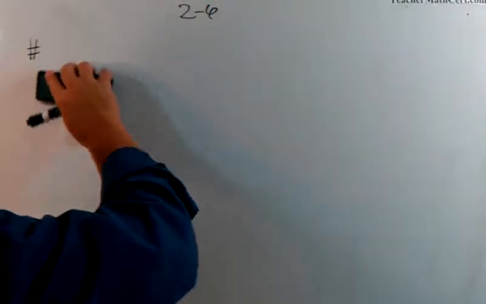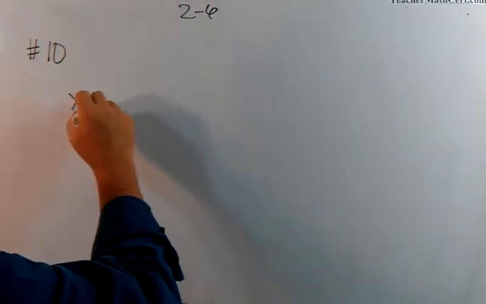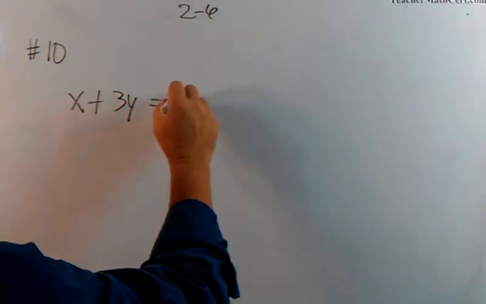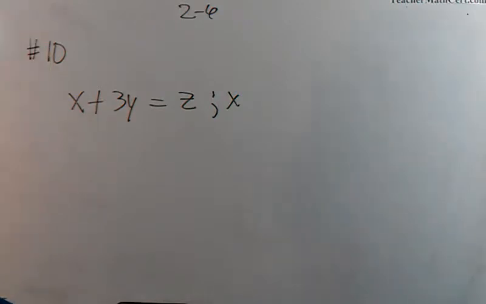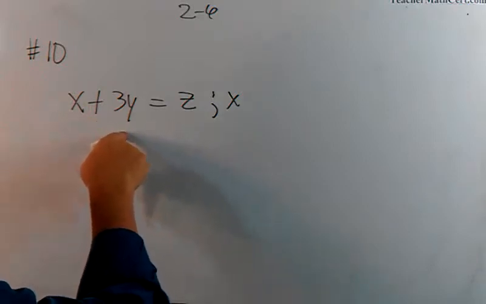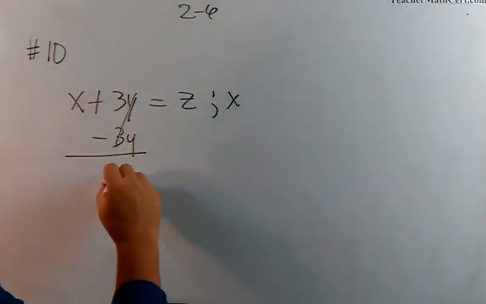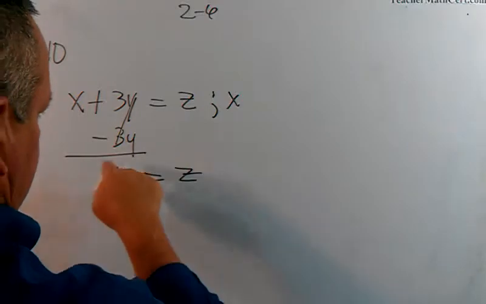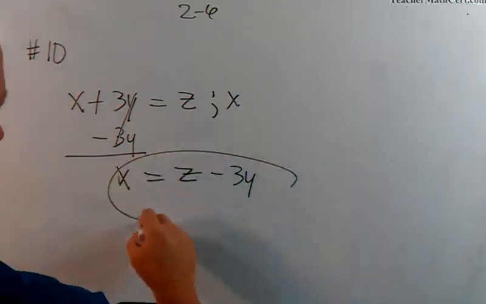Alright, number 10. We've got x plus 3y is equal to z, and they want us to solve for x. Alright, so we've got x over here. How do we get rid of the plus 3y? We subtract 3y, right? So that's going to go to 0. We're going to be left with x is equal to z. But what did we do here? We subtracted a 3y minus 3y. That's your answer.